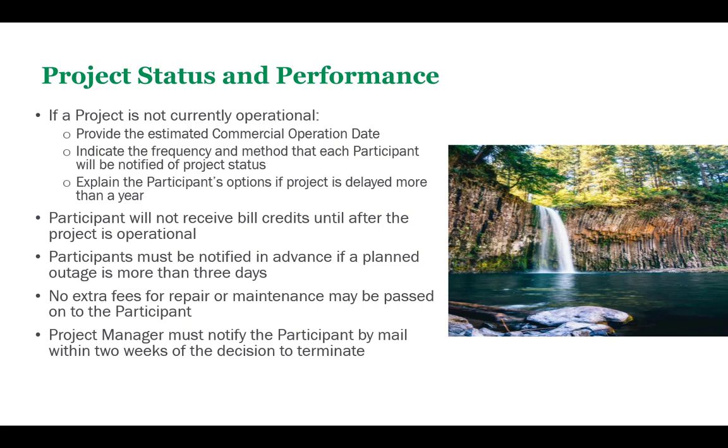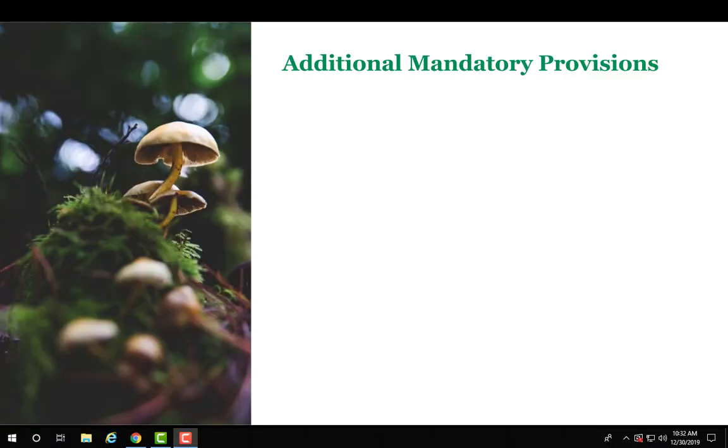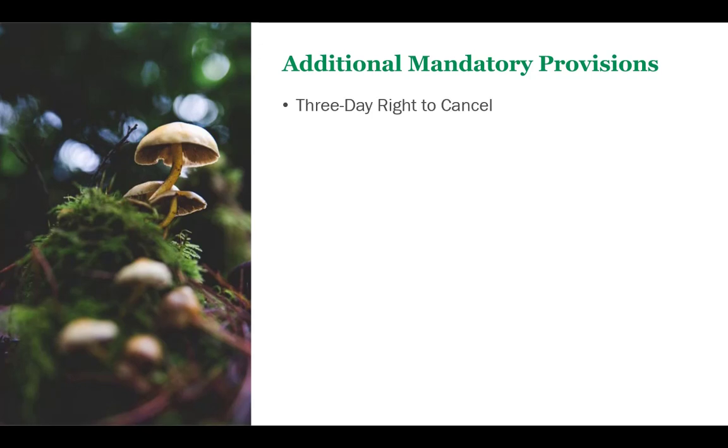The project manager must notify the participant by mail within 2 weeks of the decision to terminate. The notice must describe the participant's options, rights, and remedies under the contract, including the refundability of any upfront payments. Any guarantee of performance must also be disclosed. Additional mandatory provisions. Participants must be given the right to cancel the contract and receive a full refund on any deposits or payments if the request is made within 3 business days.